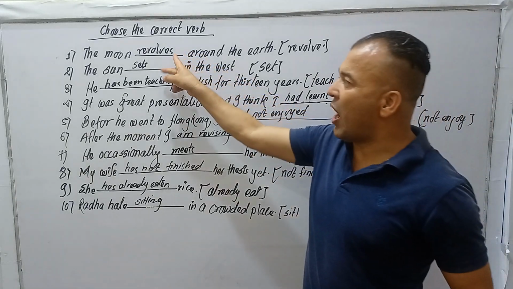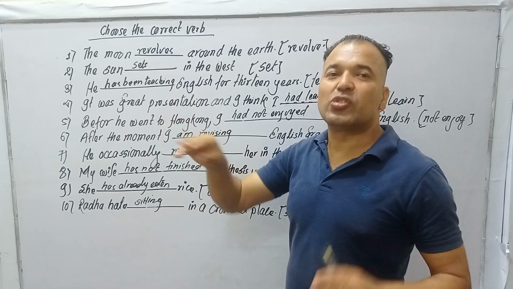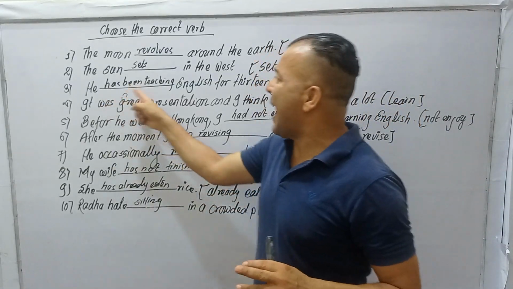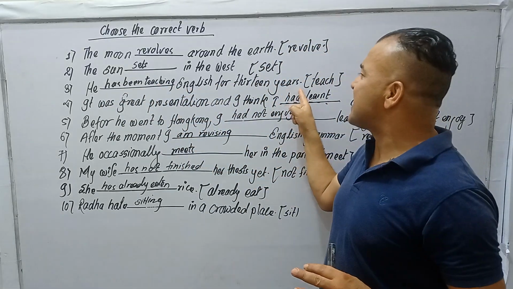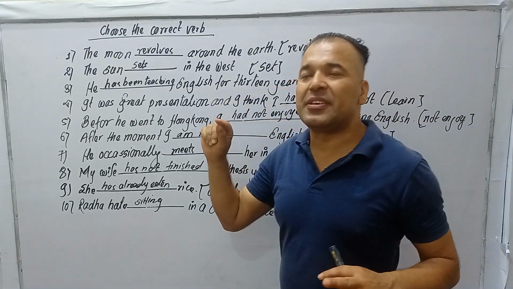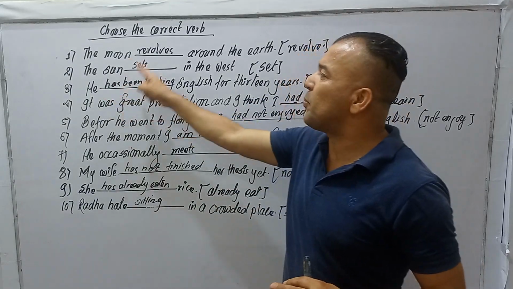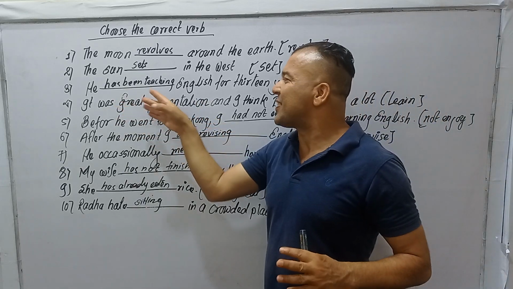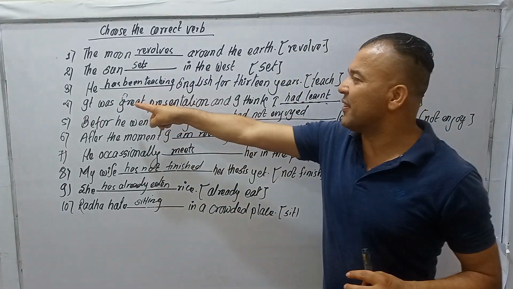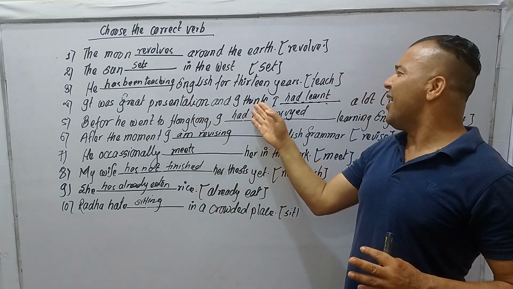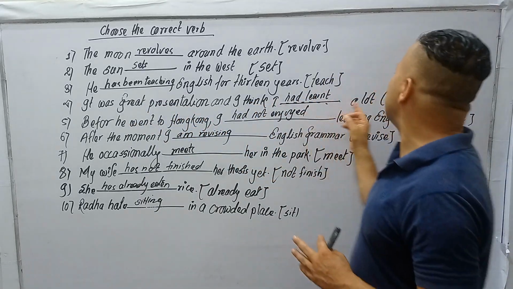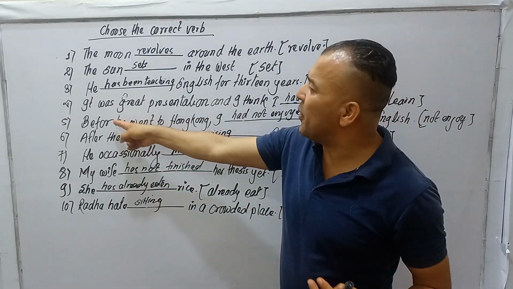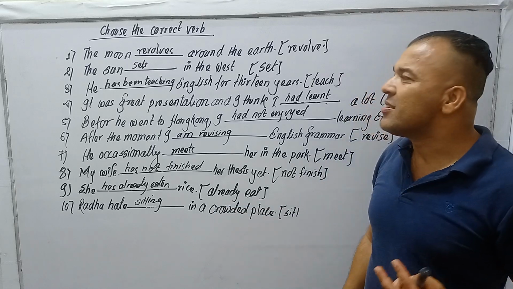Let's see. These two are universal truths. Universal truth indicates the simple present tense. He has been teaching English for 13 years. This is a time period in the present tense. That's why we have used has plus been plus teaching, present perfect continuous tense. It was a great presentation, and I think I had learned a lot because it is past completed. I had learned because the presentation was great.